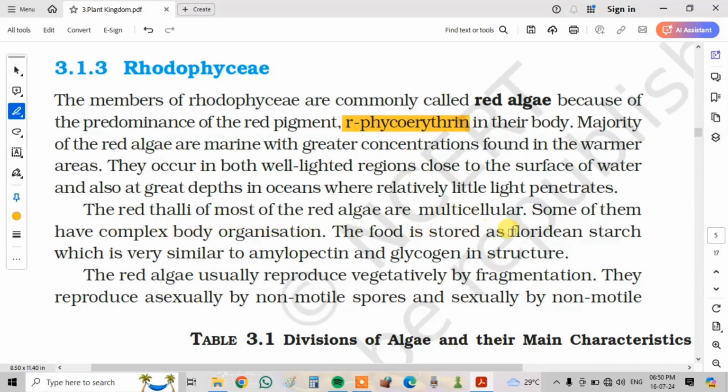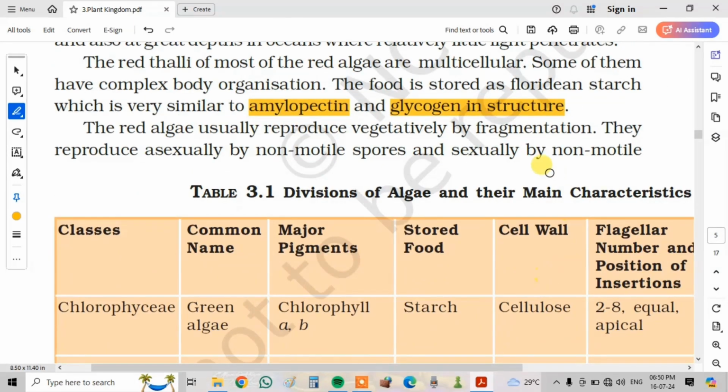Some of them have complex body organization. The food is stored as floridean starch, which is very similar to amylopectin and glycogen in structure. The red algae usually reproduce vegetatively by fragmentation. They reproduce asexually by non-motile spores and sexually by non-motile gametes.